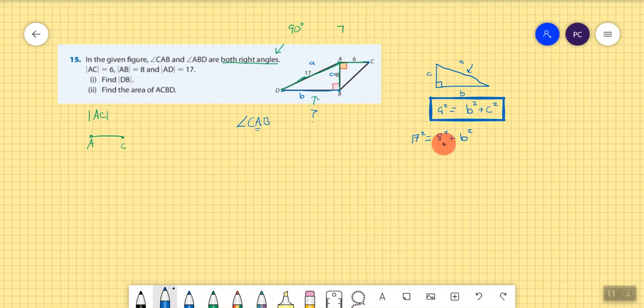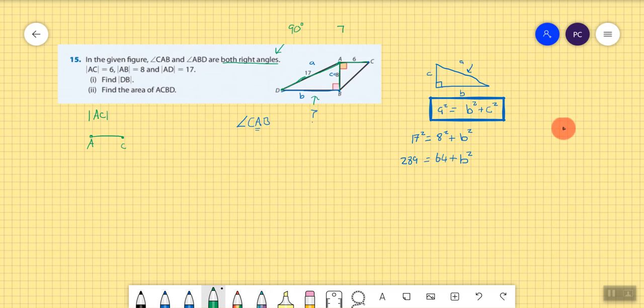Then we can just work these out. So 17 squared, 17 multiplied by 17, is equal to 289. So 289 is equal to 8 squared. 8 multiplied by 8 is equal to 64 plus B squared. Now what we want to do is get this B or this side on its own so that we can figure out what it is. In order to get it on its own, I have to get rid of all the numbers around it.